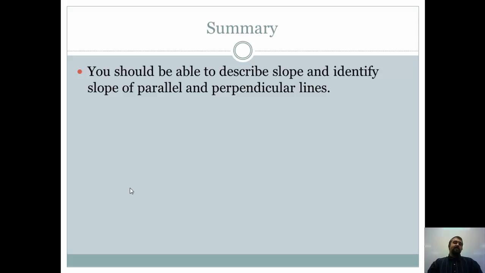So you should be able to describe slope and identify the slopes of parallel and perpendicular lines, and in the example video, that's where you're going to see some of these examples. If you know how to use rise over run because of last year, go ahead and use it. If you know that parallel lines have the same slope, go ahead and use it. If you know that perpendicular lines have slopes that multiply to -1, great. Otherwise, please look at the example video.